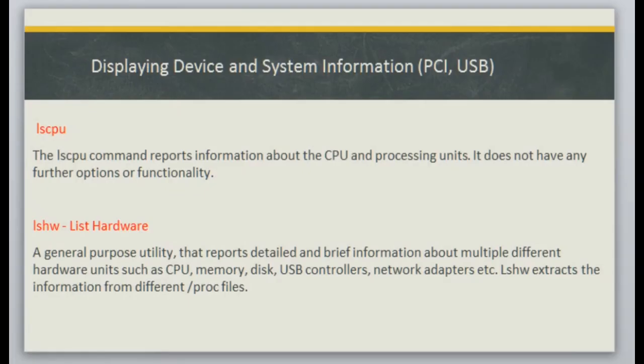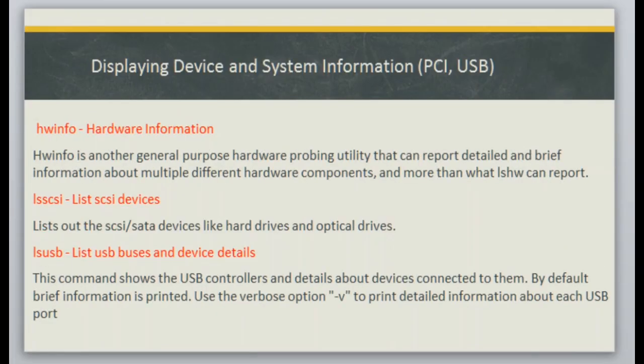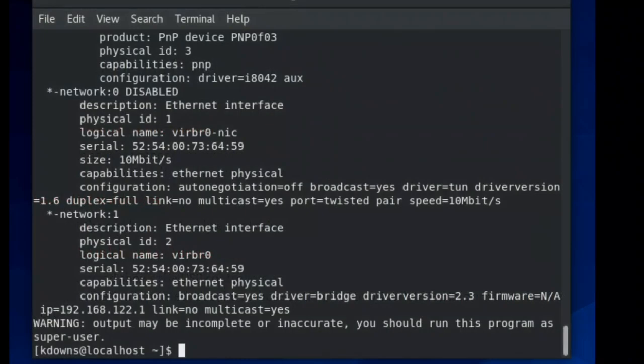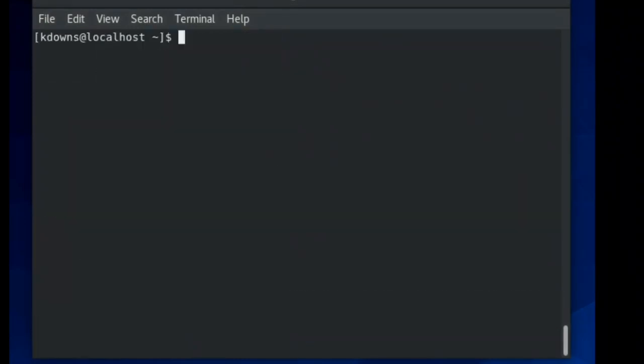Let's look at our next command here, which is going to be hwinfo, hardware info, which is another general purpose hardware probing utility that will report detailed and brief information about multiple different hardware components, and more than what lshw reports. So let's go ahead and run that real quick. Let's clear my screen. hwinfo. Oh, okay, so this command's also not found, so maybe we're missing a package. So let's move on to our next command, which is going to be lsscsi.